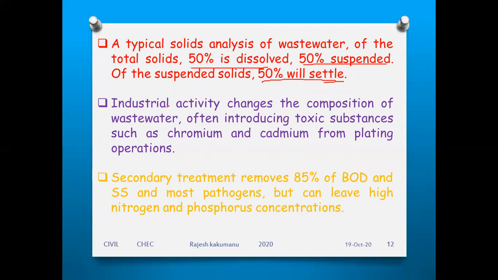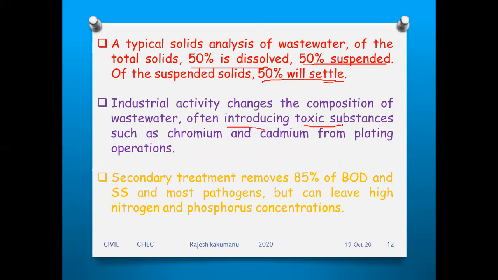Next, the industrial activity changes the composition of wastewater, often introducing toxic substances. We have to reduce the toxic waste, but definitely some sort of toxic waste will be added in this industrial wastewater whenever you are going for the manufacturing process.